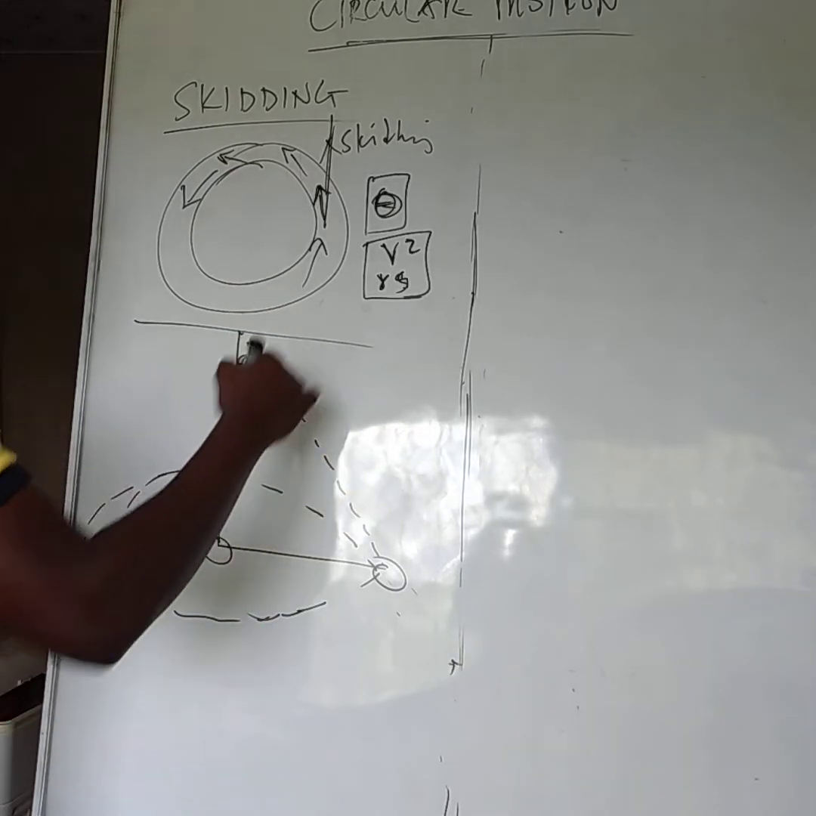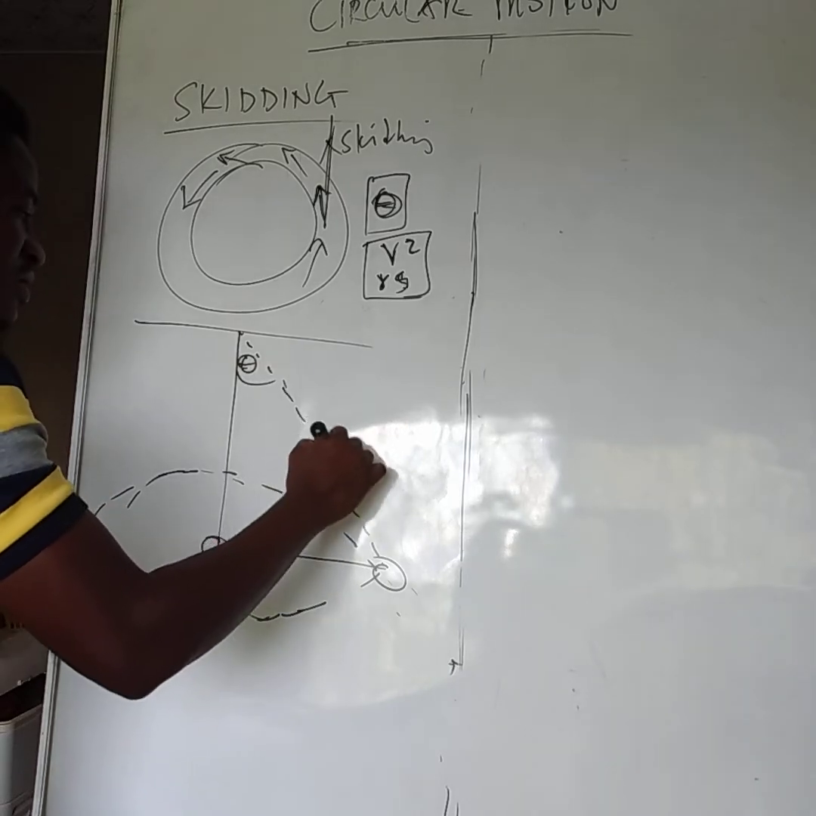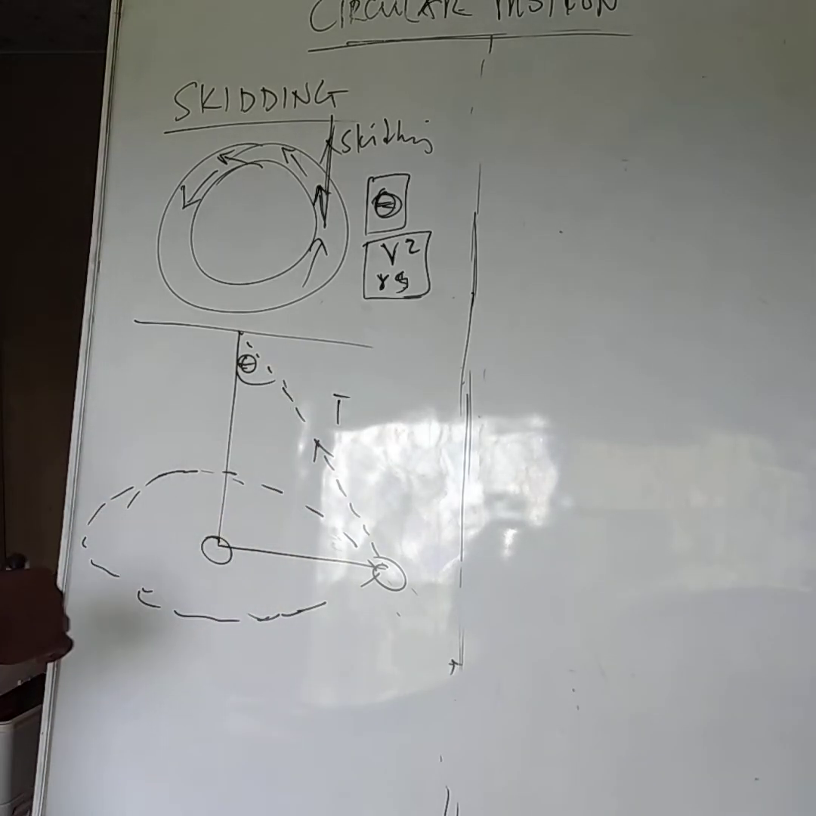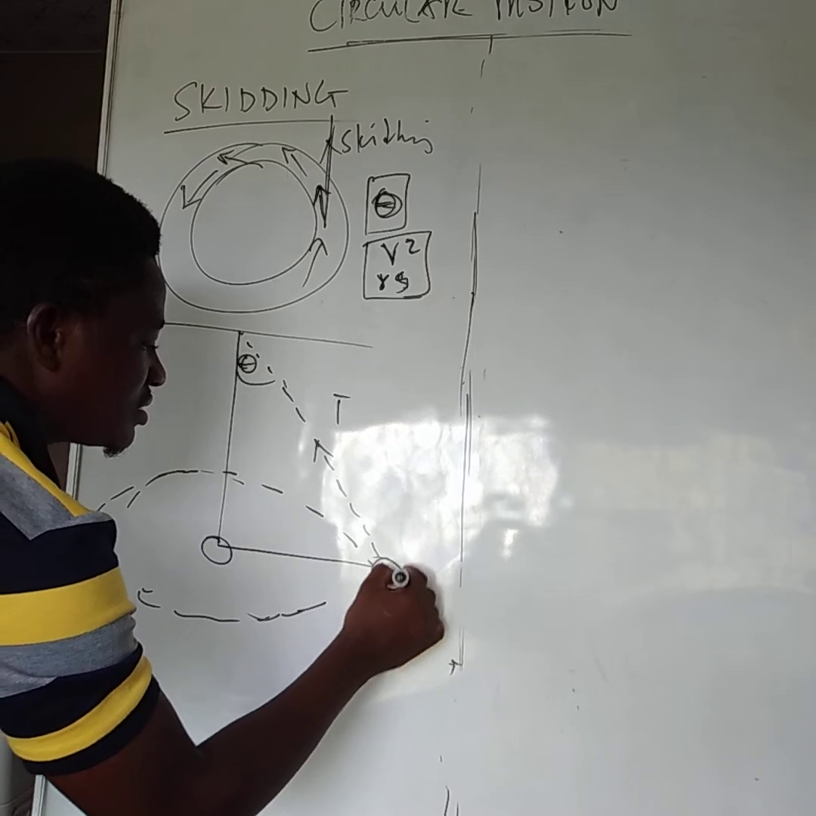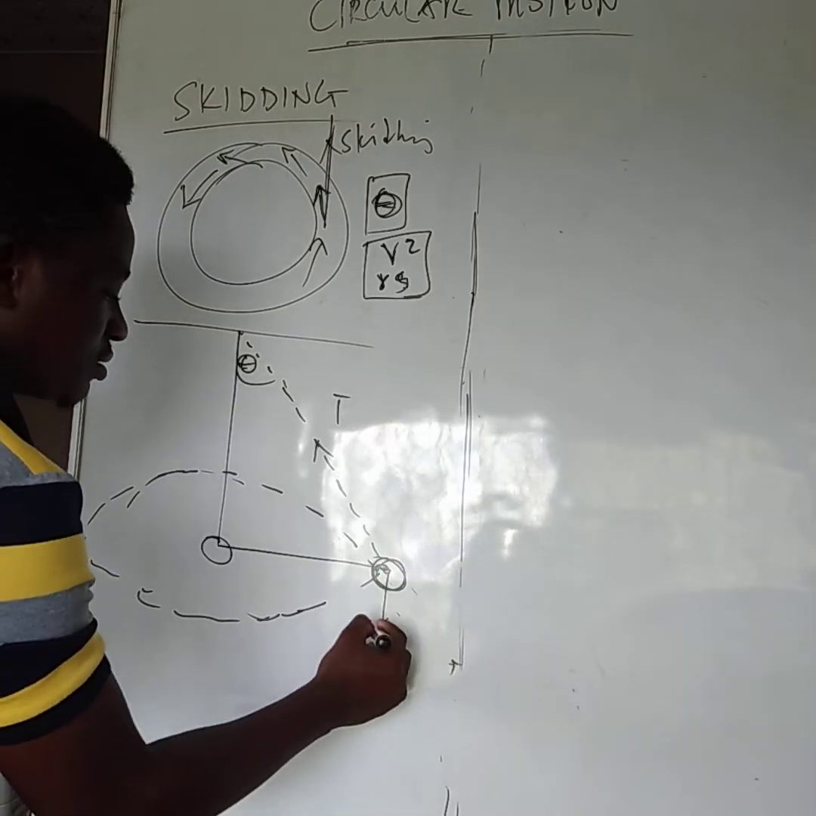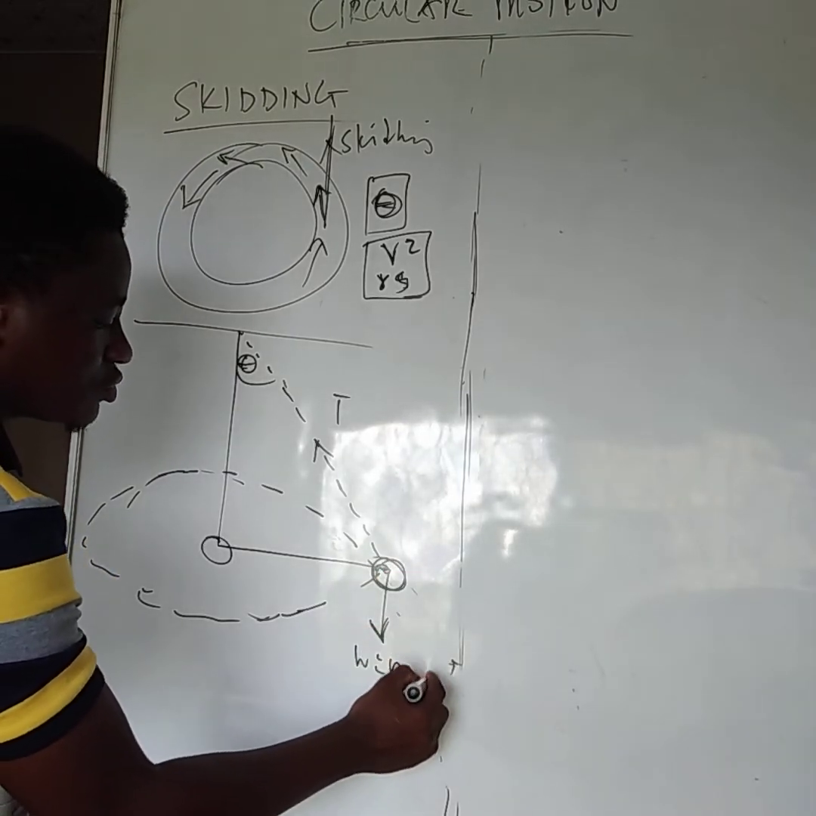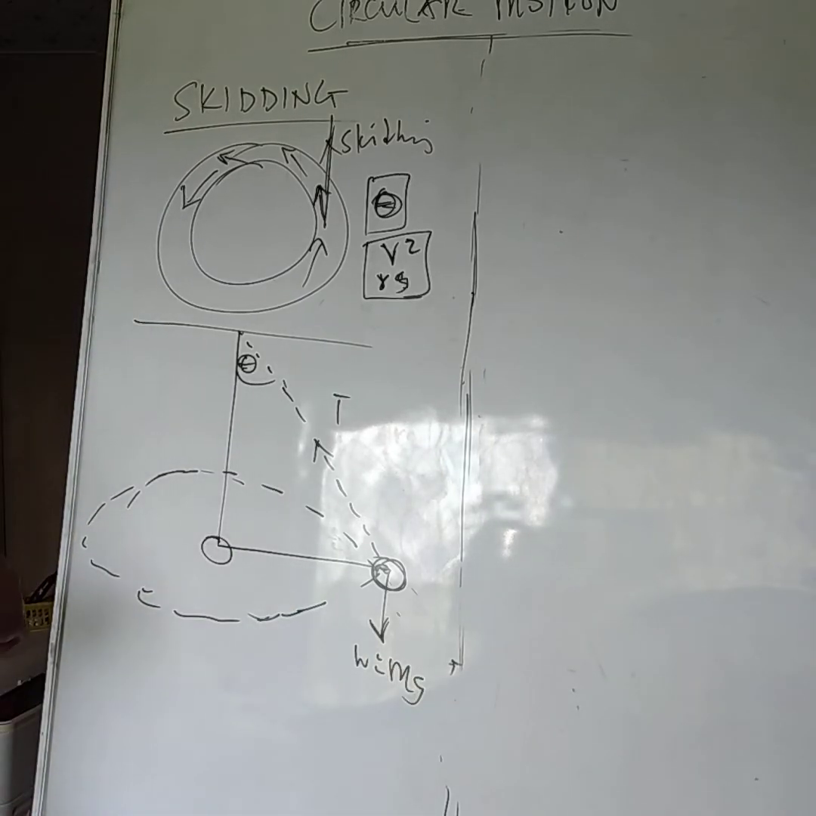Then there is by all means going to be a tension within the string. This is our tension T. Okay. Then also, this is the bulb. The bulb will have a weight. So the weight of the bulb is equal to mg. That is mass times what?